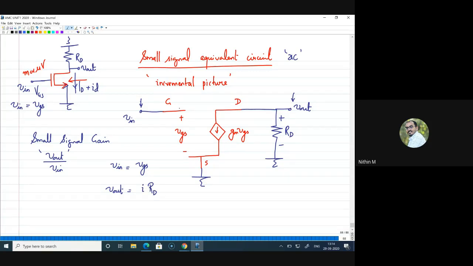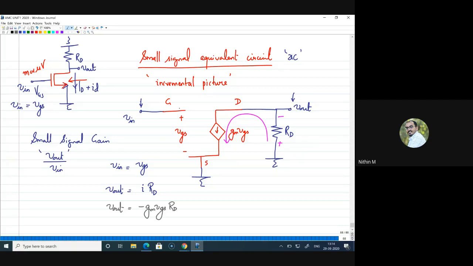Why I am using small letter i is because the current is a small signal current. Now if you look at the circuit, I understand that this current is actually flowing in this direction, right? The only current here I can see is gm vgs and that is flowing in this direction. That means if the current is in this direction, you will have a potential like this, plus minus. Now what is V out? I can write V out as, current is minus gm vgs into RD, right?